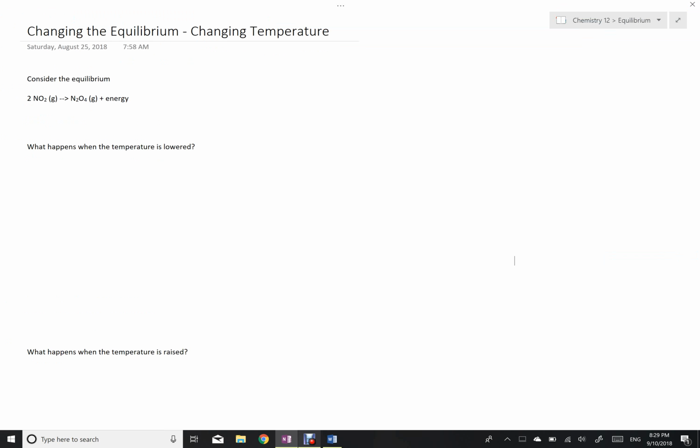So let's look at this reaction. We're going to consider nitrogen dioxide going to form dinitrogen tetroxide, and we're going to see that this is an exothermic reaction. This is an energy producing reaction. What that means then, if we remember our diagrams for chemical potential energy, is that since it's an exothermic reaction, it's going to start up here, it's going to go through some activation complex, and then it's going to come down to a new level of energy.